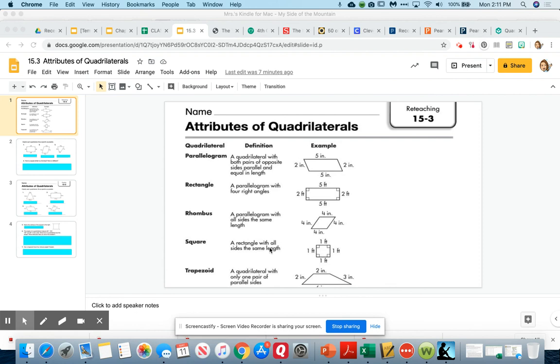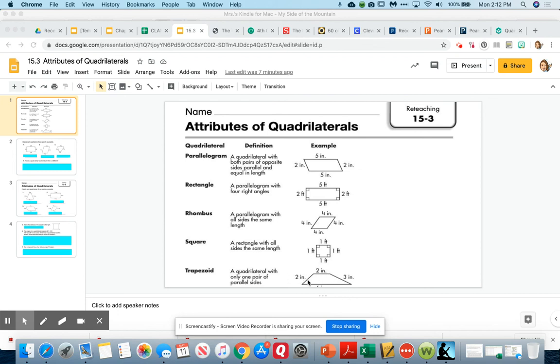And then finally, we have our trapezoid. And a trapezoid is a quadrilateral with only one pair of parallel sides. So in a trapezoid, not all sides are parallel. These two, this 3-inch side and this 2-inch side, eventually they will cross.